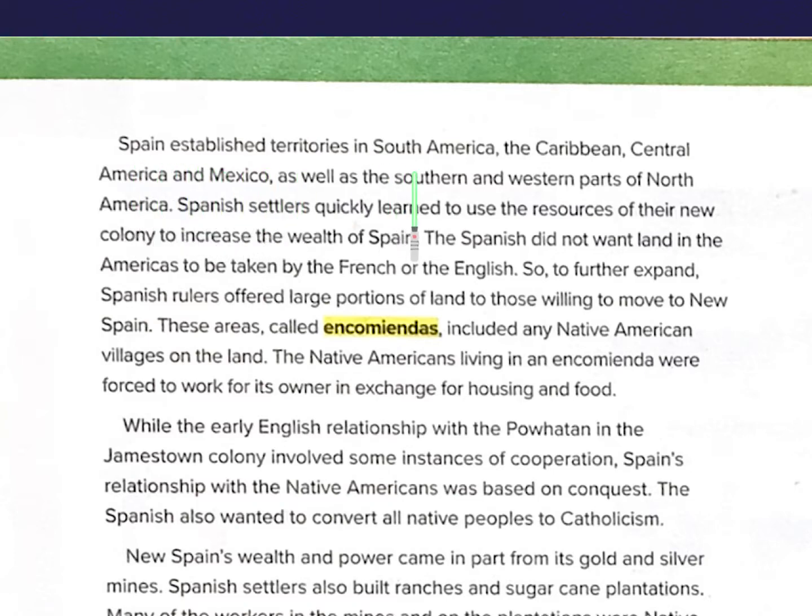Spain established territories in South America, the Caribbean, Central America, and Mexico, as well as the southern and western parts of North America. Spanish settlers quickly learned to use the resources of their new colony to increase the wealth of Spain. The Spanish did not want land in the Americas to be taken by the French or the English. So to further expand, Spanish rulers offered large portions of land to those willing to move to New Spain. These areas, called encomiendas, included any Native American villages on the land. The Native Americans living in an encomienda were forced to work for its owner in exchange for housing and food.